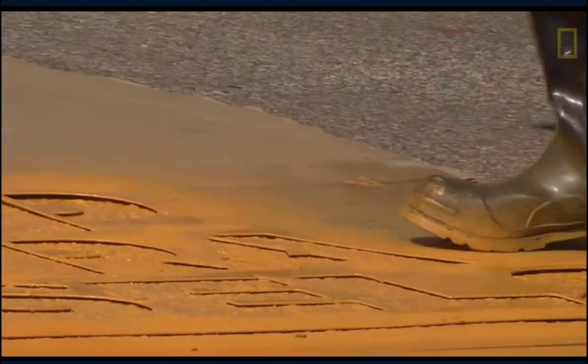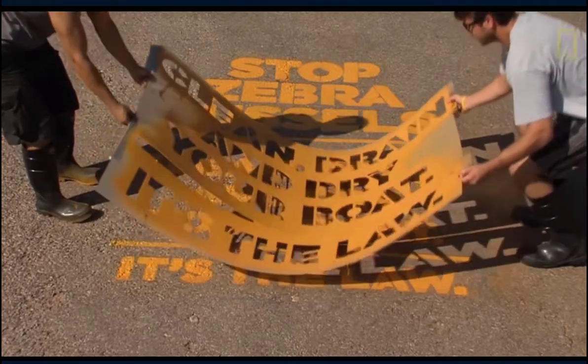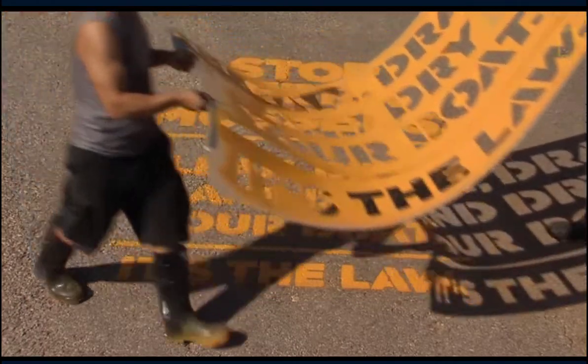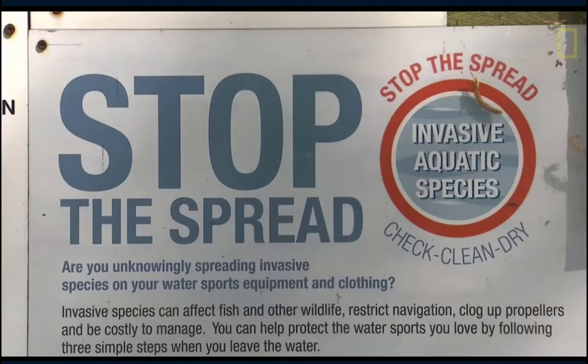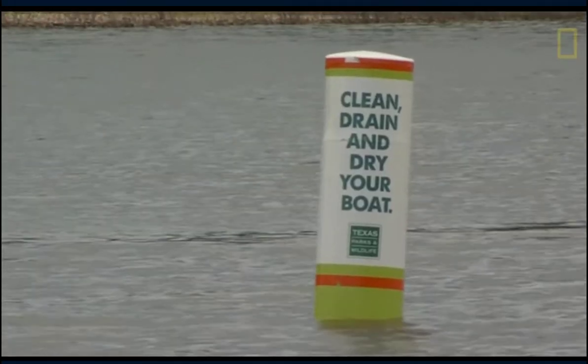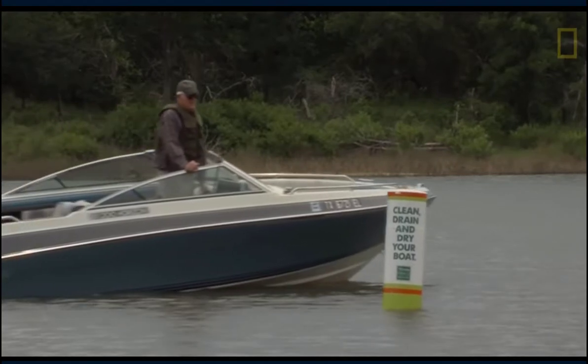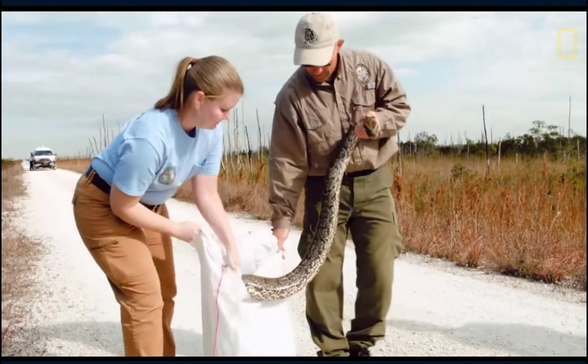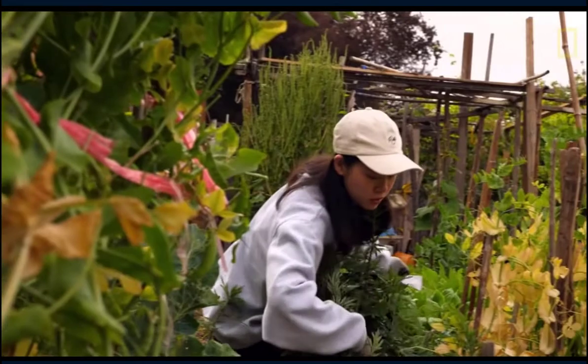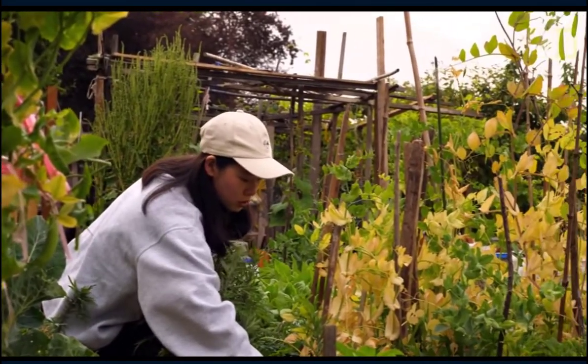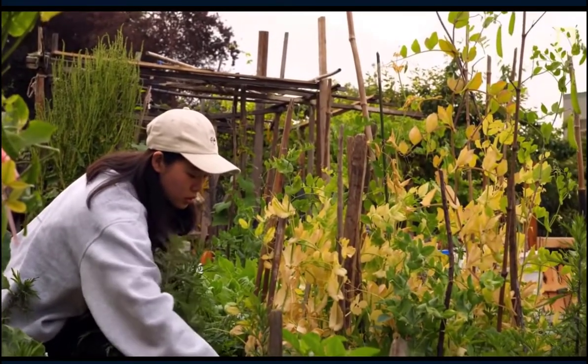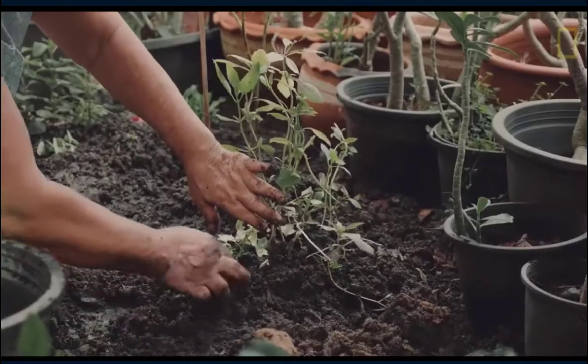Many measures can be taken to help limit the spread of invasive species, but the most effective method is prevention. By carefully cleaning boats before transferring between different bodies of water, not releasing exotic pets into the wild, and planting gardens with native species, we can help prevent the spread of invasive organisms.